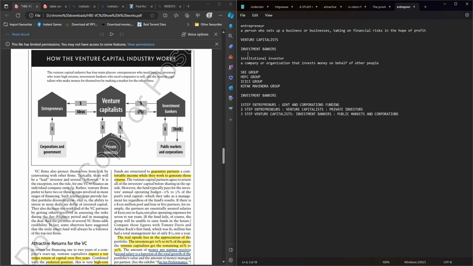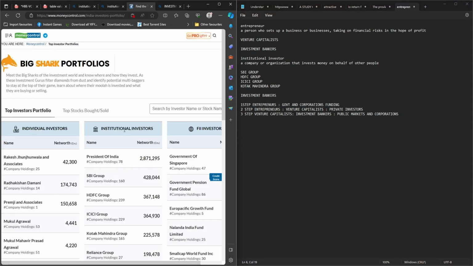So here the corporations are institutional investors. There are many companies I am showing you, like SBI group, HDFC group, ICICI group. These are the major companies who are going to acquire the shares and IPOs of current businesses, and only a small portion is given to normal people to invest. Major shares are held by these groups only.